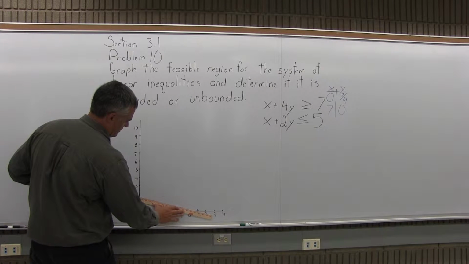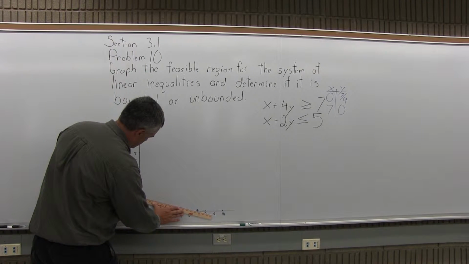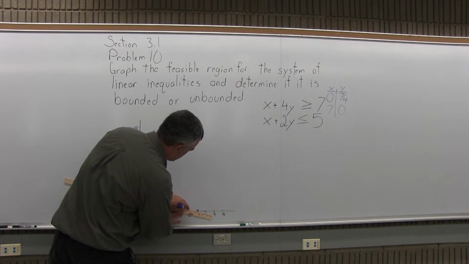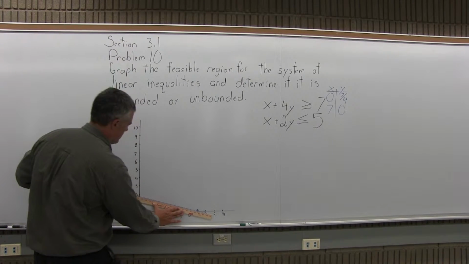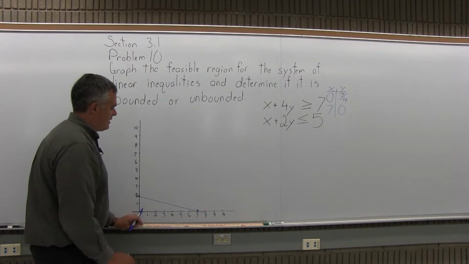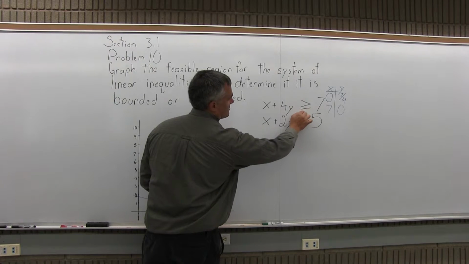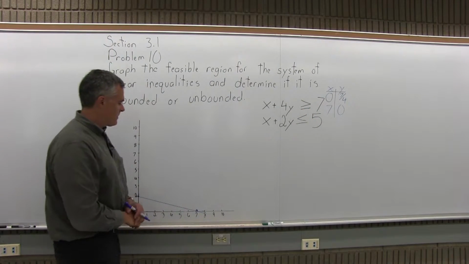So I'll use my ruler. I'm going to put my straight line. I'm going to use a solid line because the inequality symbol has the or equal to in it, like that. So there's my straight line. Again, it's solid because my inequality symbol has this or equal to.